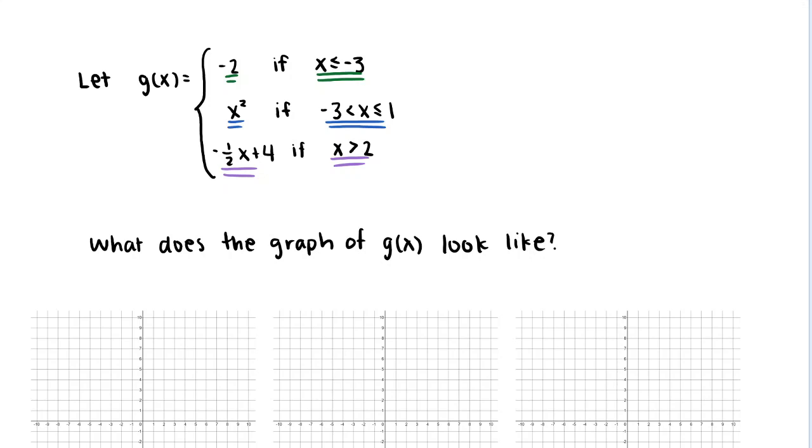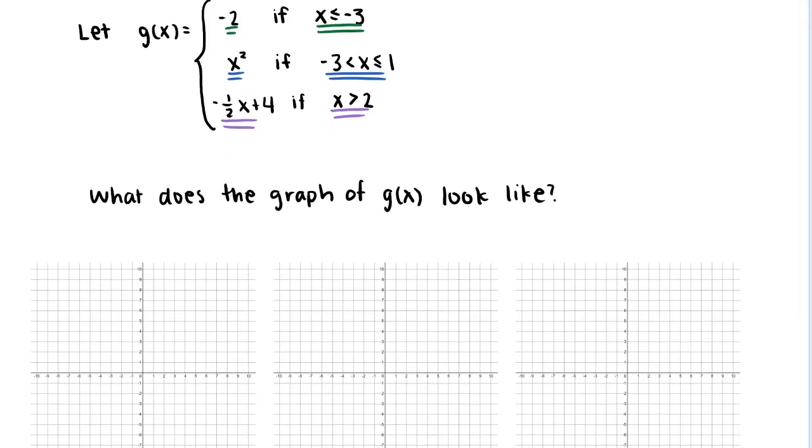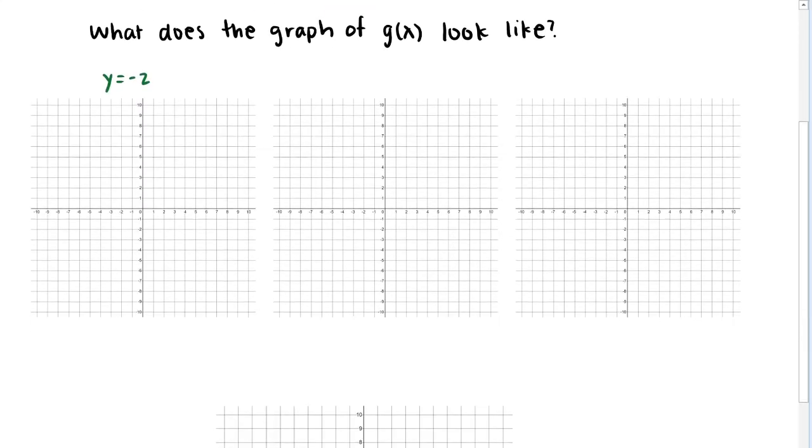Let's take a look at what I mean by that by graphing each one out. So g of x is equal to negative 2, or y is equal to negative 2. What's the graph of this equation? Well, no matter what value of x I plug in, I'm getting negative 2 out for y. This is saying that the output, no matter what the value of x is, is negative 2.